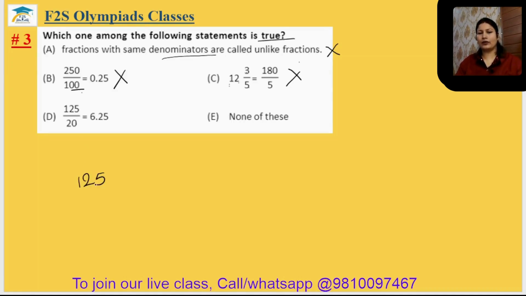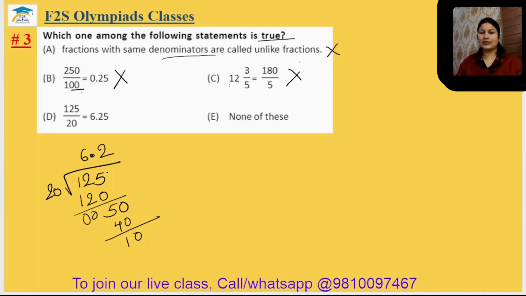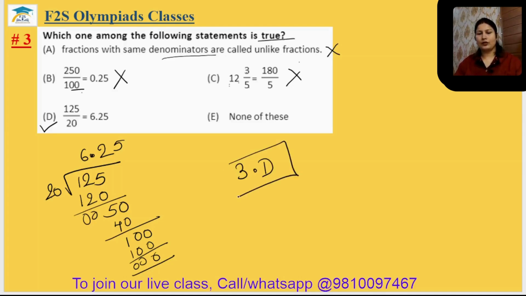125 divided by 20. If we divide 125 by 20, 6 twenties are 120. Now 5 will drop down. Now we will put a decimal, and due to this decimal, we can put 0 here. So 2 twos are 4, that is your 40. Now, due to this decimal, we can put 0 again. So 2 fives are 10, that is 100. Yes, 6.25. So the third answer we can say is D. So third option D is true.